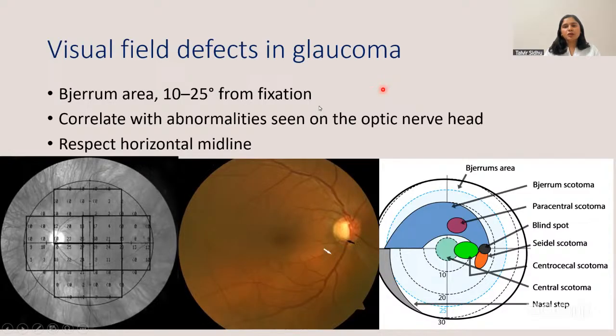Visual field defects in glaucoma usually occur at the Bjerrum area. They usually correlate with the abnormalities that are seen on the optic nerve head, and usually respect the horizontal midline. Here you can see that the defect starts from the optic disc and it goes up to the horizontal midline. Also, the optic disc is usually not included in the central 10 degrees. It is usually included in the 30 degrees.